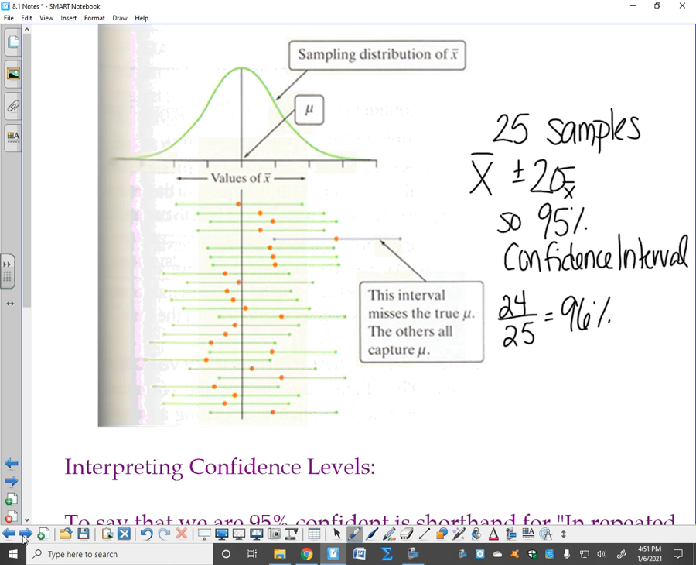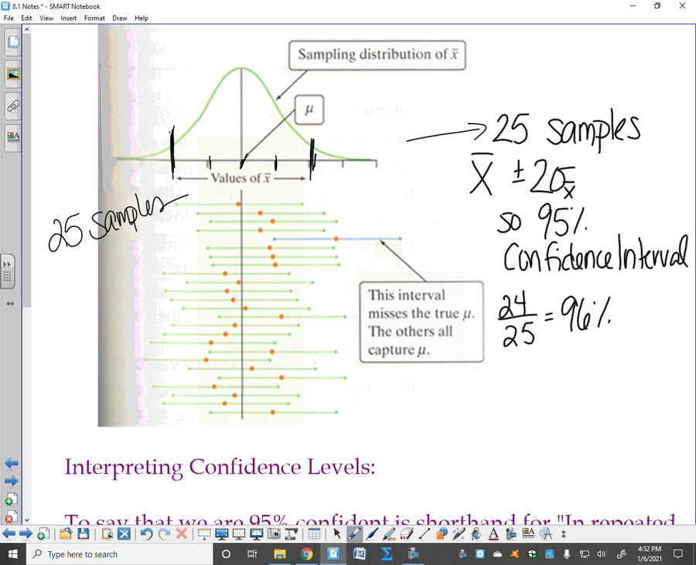Each red dot is a mean of a sample. If you count all the red dots, I've got 25 samples. And all of these little red dots, including that red dot on that blue line, if I took x bar, and here's the mean, and I added and subtracted 2 standard deviations. So here's 1, 2, and here's 1, 2.